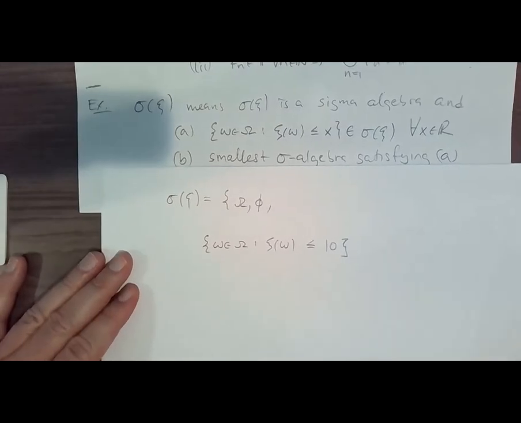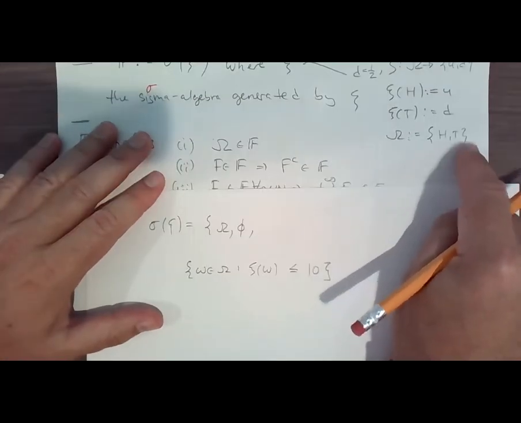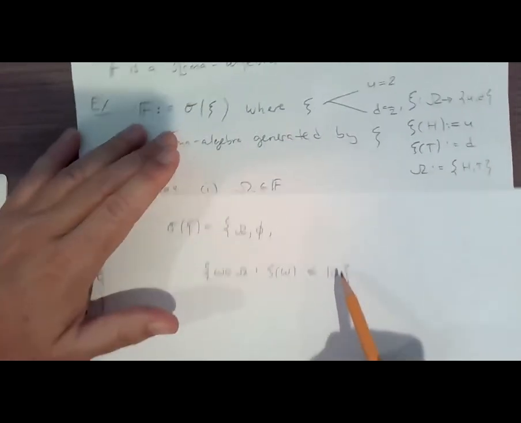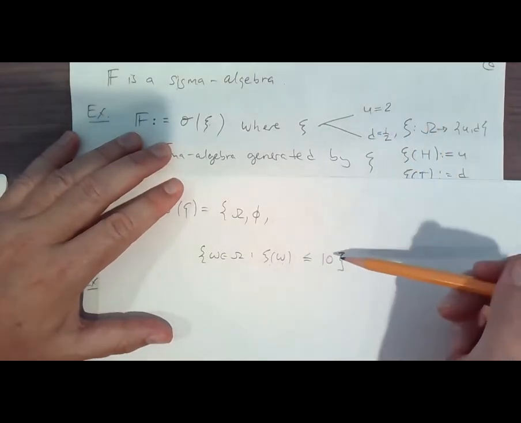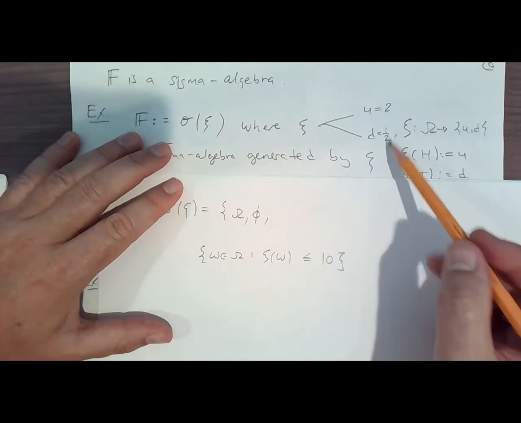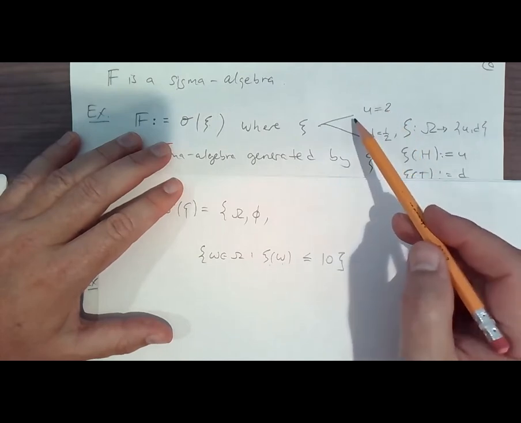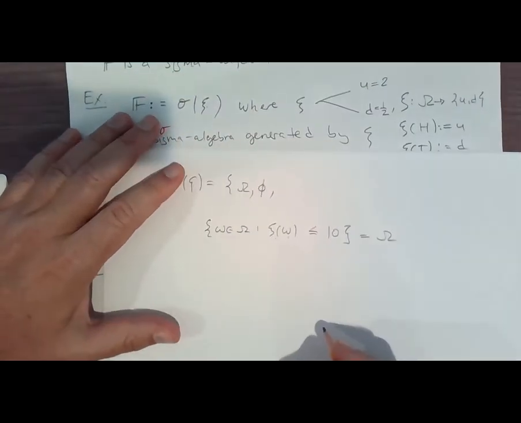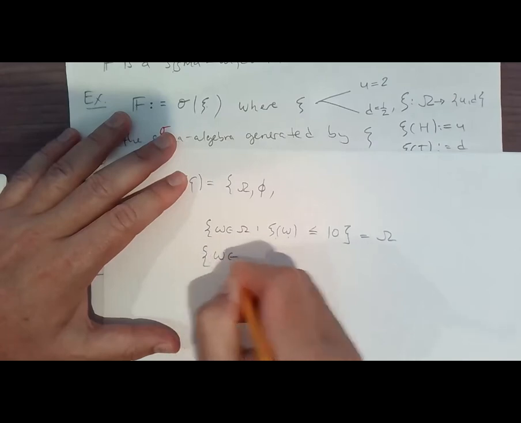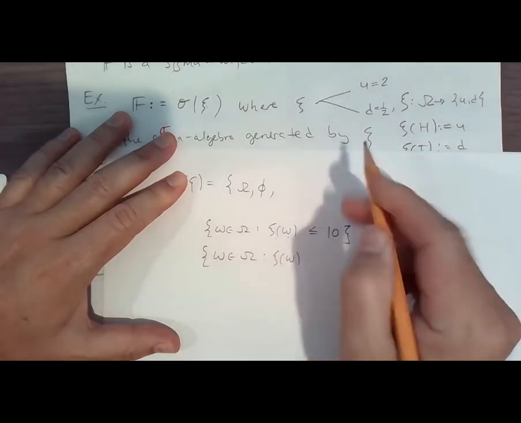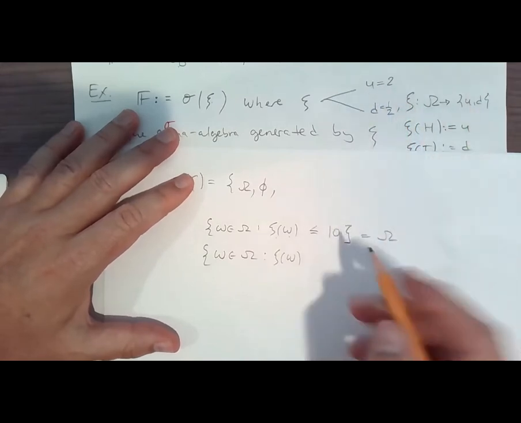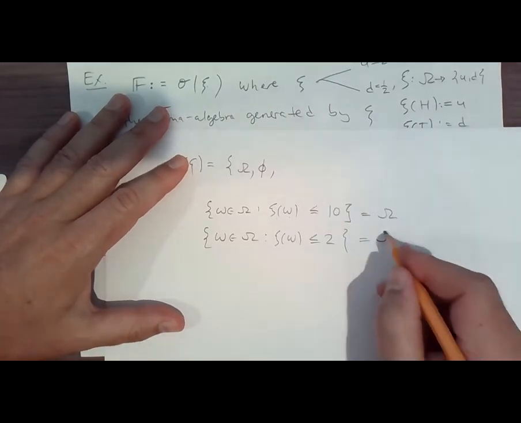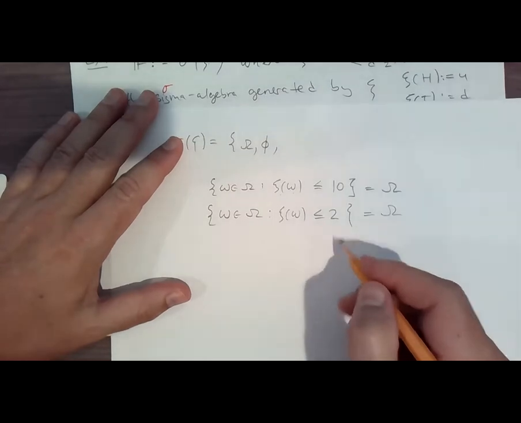What omegas inside my sample space, which consists of h and t's, would give me a psi that is less than or equal to 10? Well, it's always less than or equal to 10, because the max value it takes is 2. So this here is equal to everything. Where we start getting some action is when you get down to around 2. If I take 2, this will still be omega. This is still everything. Okay, so I need to go below 2.